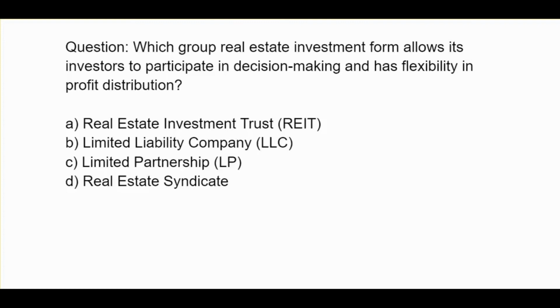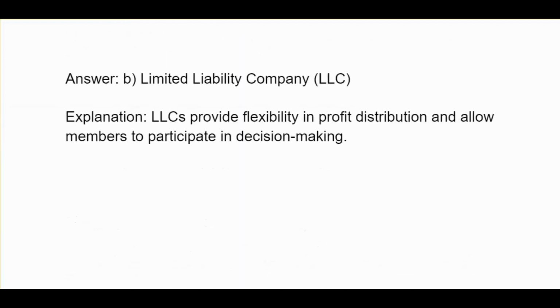Which group real estate investment form allows its investors to participate in decision-making and has flexibility in profit distribution? A, real estate investment trust. B, limited liability company. C, limited partnership. D, real estate syndicate. B, limited liability company. LLCs provide flexibility in profit distribution and allow members to participate in decision making.